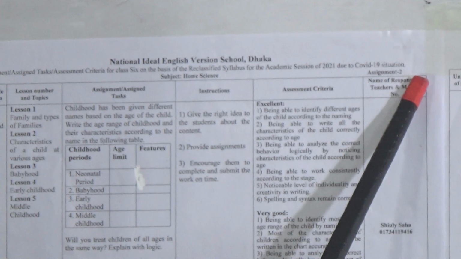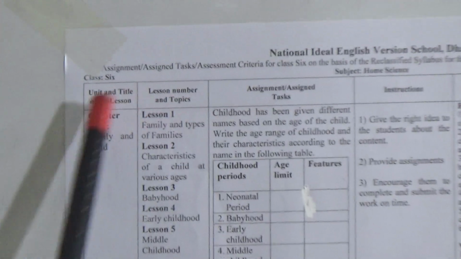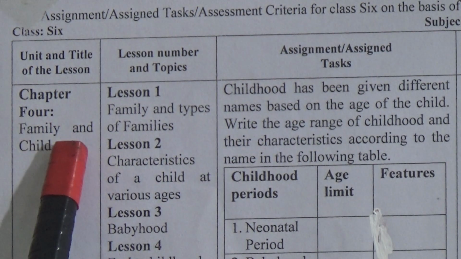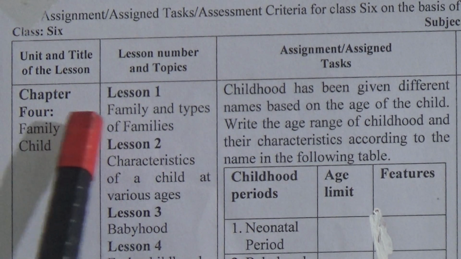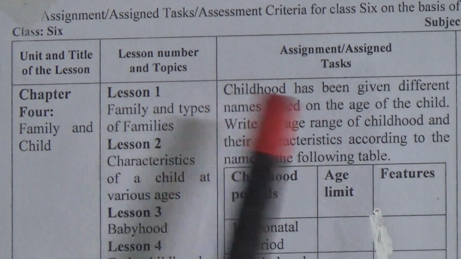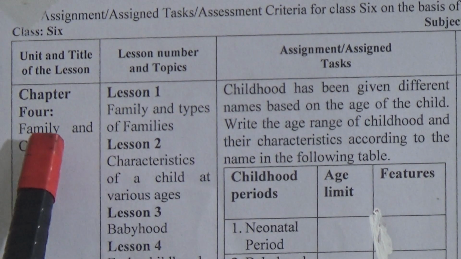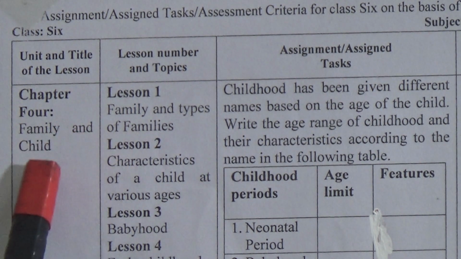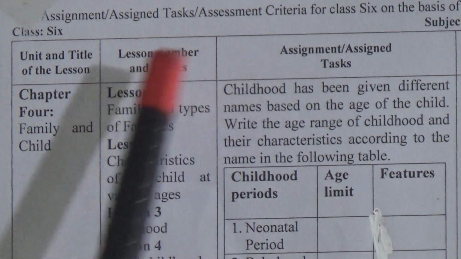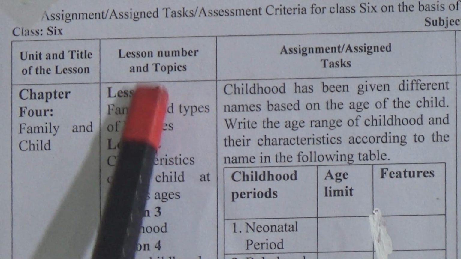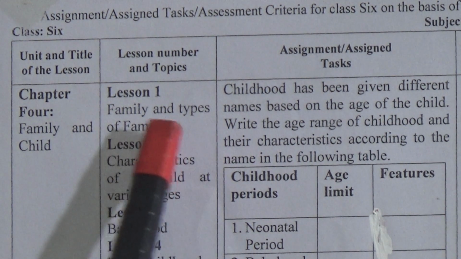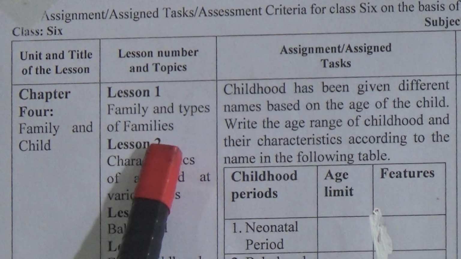Class 6, Subject Home Science, Assignment 2. First, unit and title of the lesson. Chapter 4, Family and Child. That means this assignment is all about chapter 4. This chapter's name is Family and Child. Next, lesson number and topics. Here are given some lessons from chapter 4 on which you have to prepare your assignment.